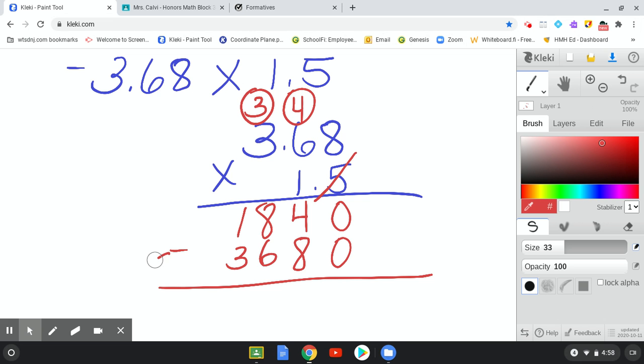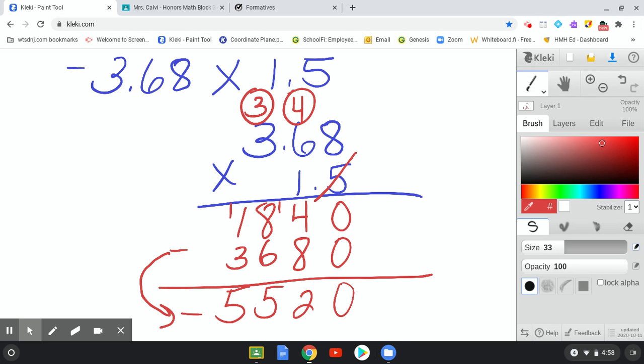So I'm going to bring down my sign into where it's going to go. My final answer will be negative. I'm going to add these. 0 and 0 is 0. 8 and 4 is 12. 9 and 6 is going to give me 15. 1 and 1 is 2. 2 and 3 is 5.